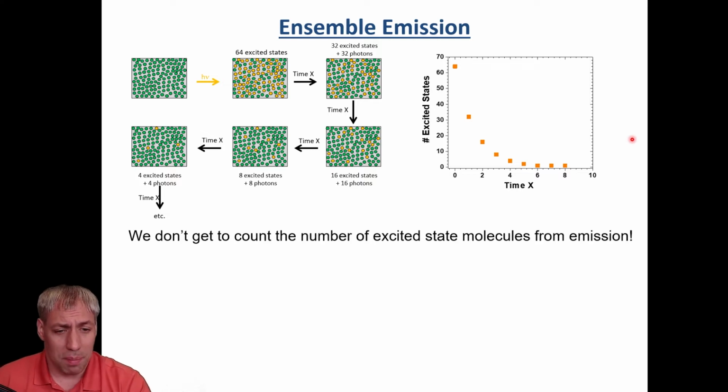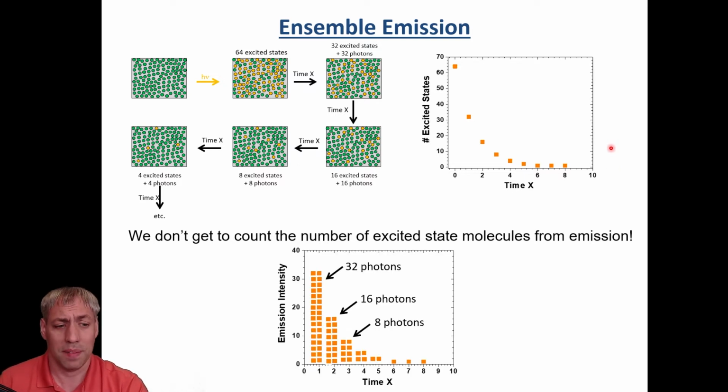And so the thing about emission measurements is we don't count the number of excited states. Like you can do that via transient absorption, but with emission, we're only counting the number of photons that come off the system. Well, it turns out the number of excited states is proportional to the number of photons, related through the quantum yield. How good is it at emitting?